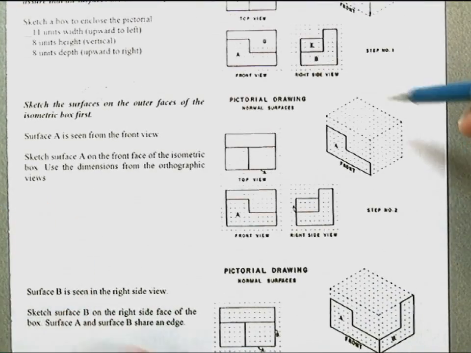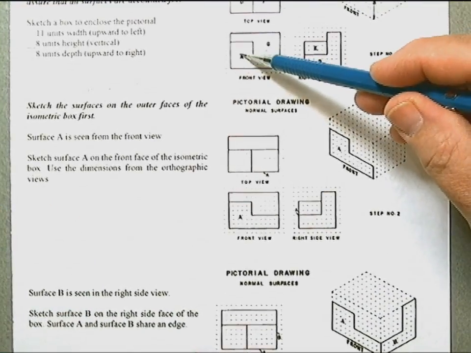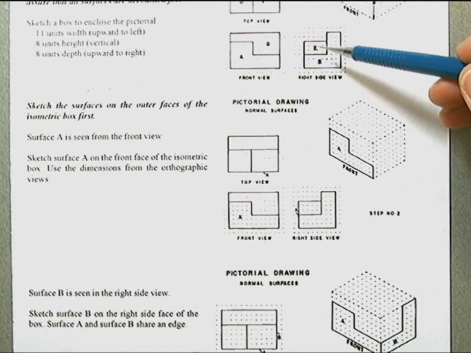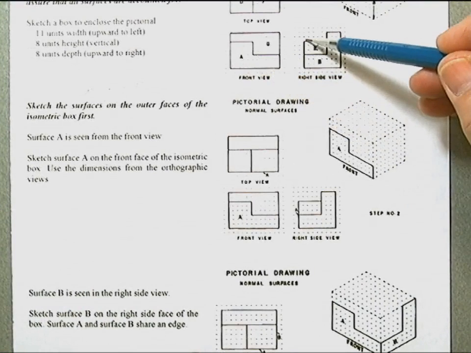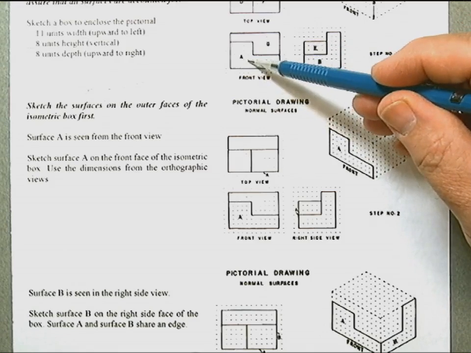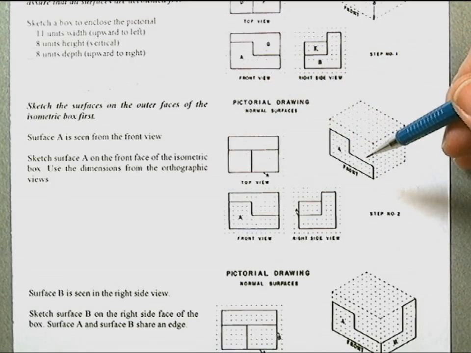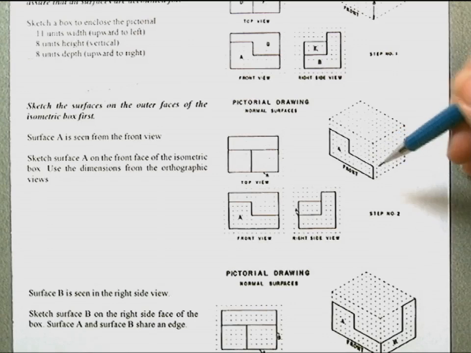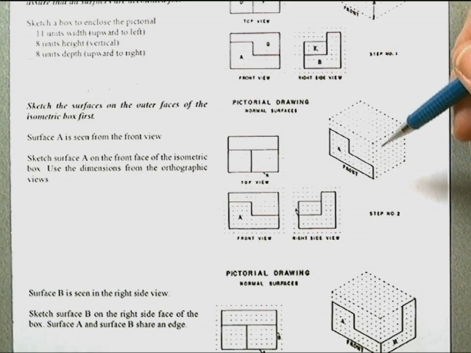We analyze by looking at the surface, in this case A, and we see that A matches up with this edge. So we will assume that this edge is surface A. We can do assumptions and assume things, then we have to prove them.